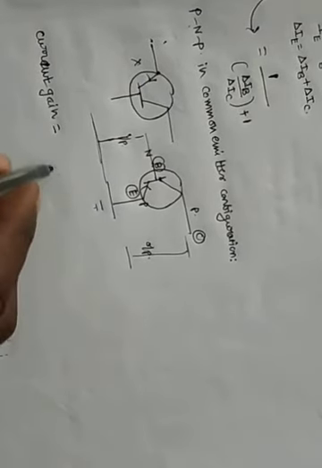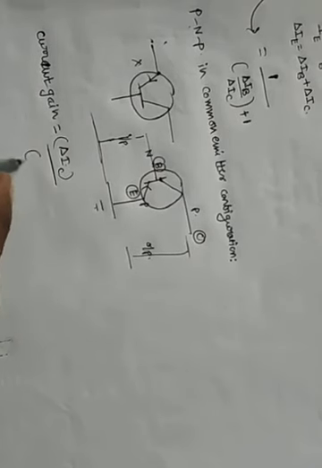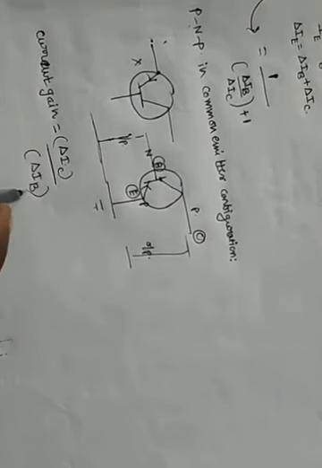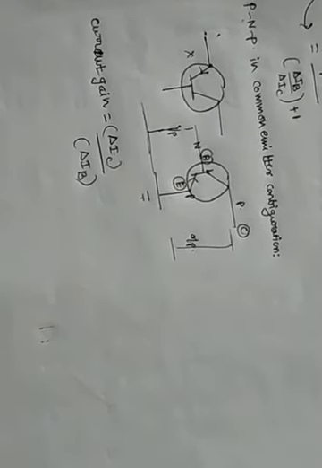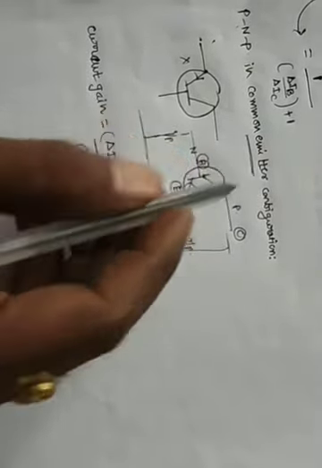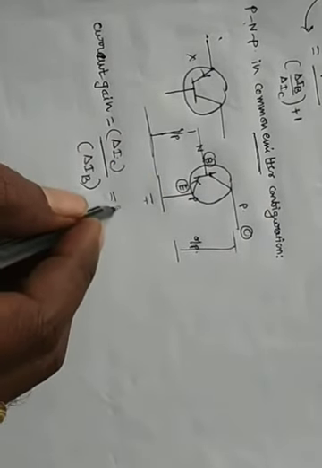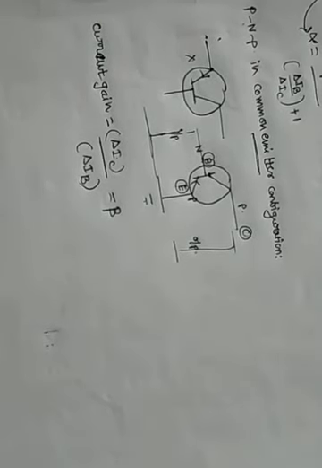current gain is equal to change in collector current by change in base current. So this change in collector current by change in base current in common emitter configuration is represented by beta. This current gain in common base configuration is represented by alpha.